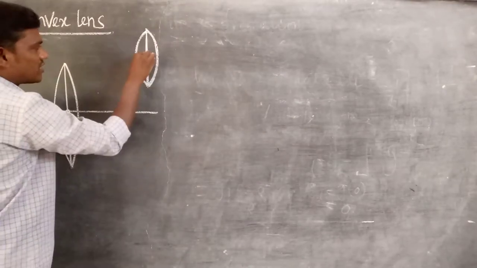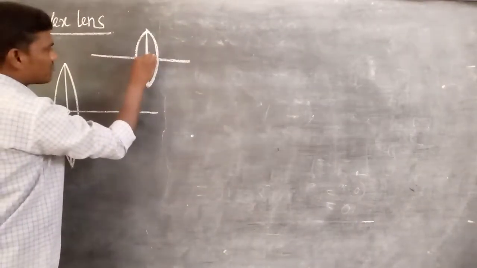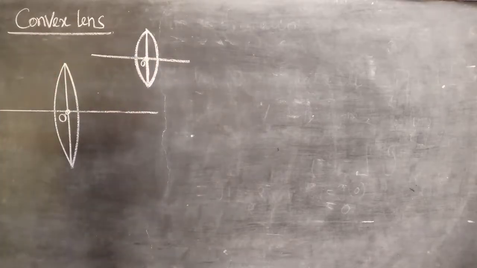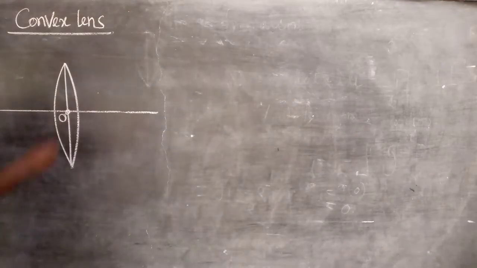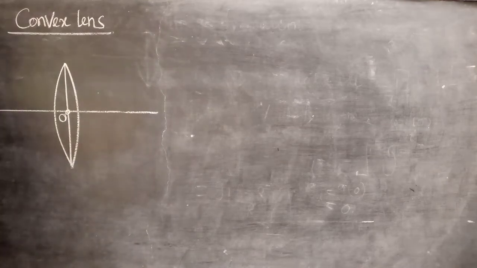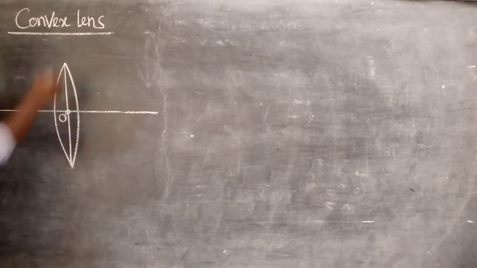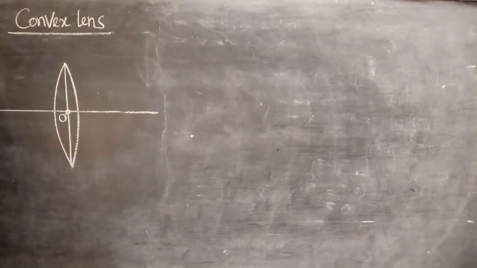So here, if we draw a principal axis, the point where the principal axis meets the perpendicular line is the optic center. So here it is the optic center. This is the principal axis. We know that it is an equiconvex lens. Now, for which type of lens? Convex lens. In this equiconvex lens, how many spherical refracting surfaces are there? Two spherical or curved refracting surfaces.